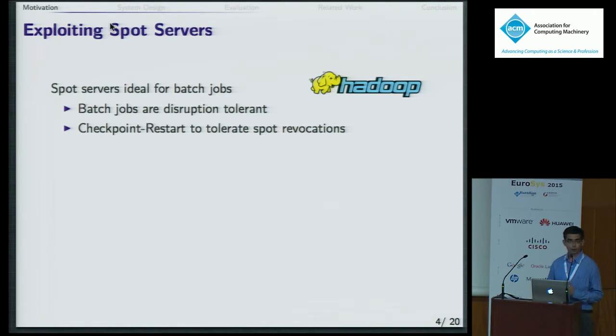So what can these spot servers be used for? Conventionally, spot servers have found great use in batch applications. For example, if you want to run your data processing tasks or analytics or some scientific computing jobs, these are the perfect kind of jobs for spot servers, because batch jobs are generally disruption tolerant and have built-in mechanisms like checkpoint restart, which enable them to tolerate these volatile spot servers.